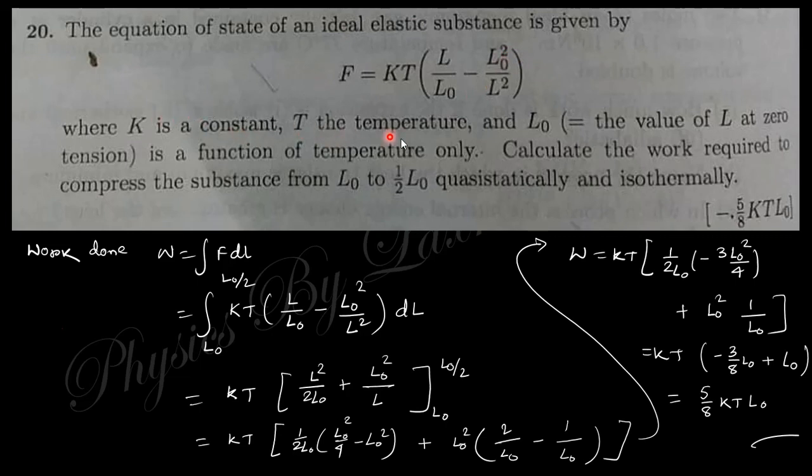Okay, K is constant, H temperature, L0 is the value of L at tension 0. The function of temperature only. Calculate the work done required to compress from this length to that one. So work done equals to FdL. You can put this F value here and integrate with this L. After integrating, if you put this limit from L0 to L0 by 2, you can easily find out this amount of work done. This is work done on the system.